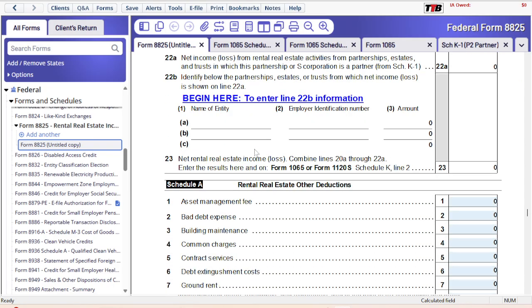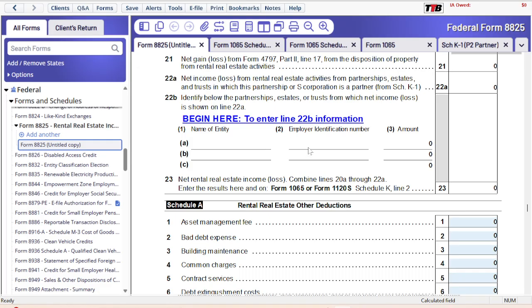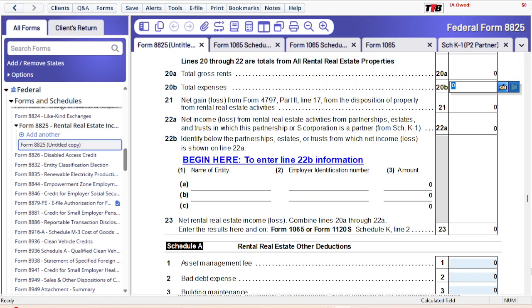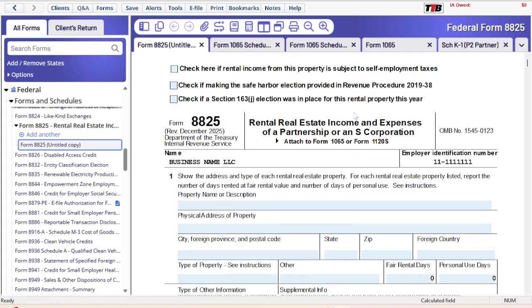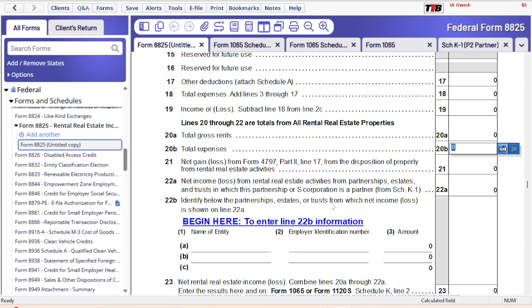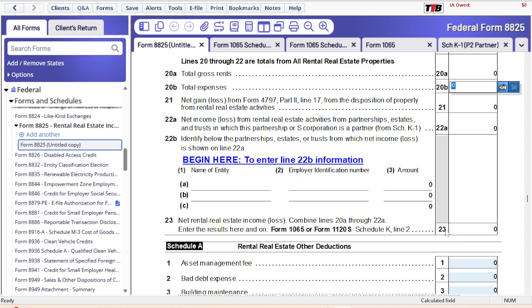but one of those forms is going to have the totals combined on line 20, because they say line 20 to line 28 are totals from all rental real estate properties. So I think it's going to combine all those ADA 25 you completed for each property and have it there, and then the difference between 20A and 20B will be on line 23. That's the way I understand it. And from here, this will go on your Schedule K.